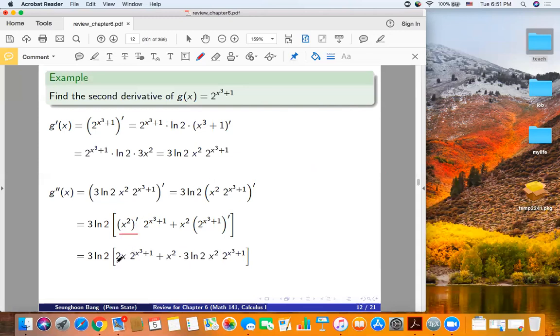The derivative of x squared is 2x. The derivative of 2 to the x cubed plus 1 is exactly the same as the previous result, so you plug it in here and reorder: 3 times ln of 2 times 2x times 2 to the x cubed plus 1, plus 3 ln of 2 times x squared times x squared, which is x to the 4. The remaining part is here.